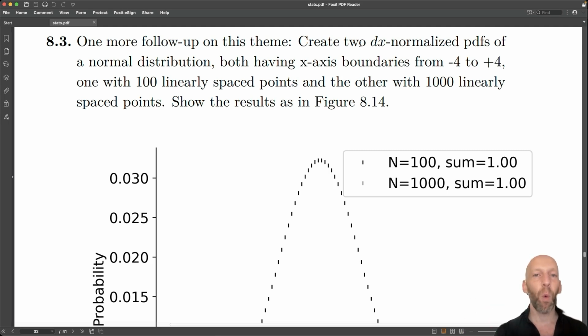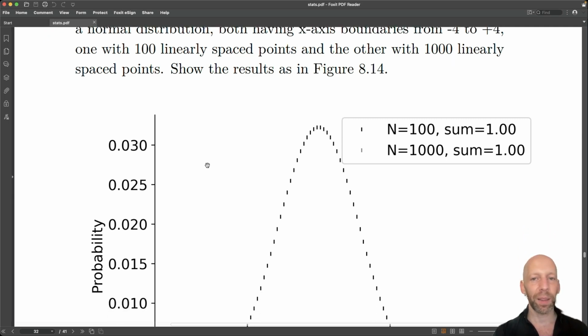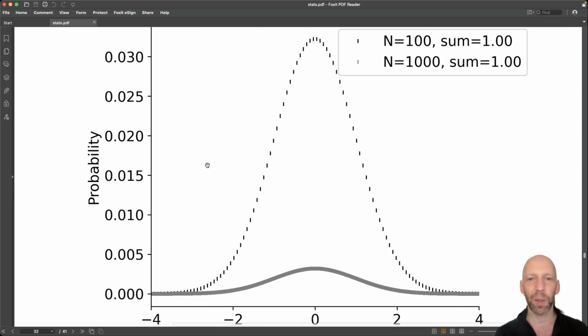The difference is that one is going to have 100 linearly spaced points and the other with 1,000 linearly spaced points. So the SciPy function is the same, the boundaries are the same, the normalization is the same, everything is the same. The only thing that is different between these two functions that you will create is the grid spacing. So basically the x-axis resolution, 100 points or 1,000 points. Okay, and then you just plot them both like this, and I'm going to show you this in Python, and I'll have a small discussion about why these are so different from each other.